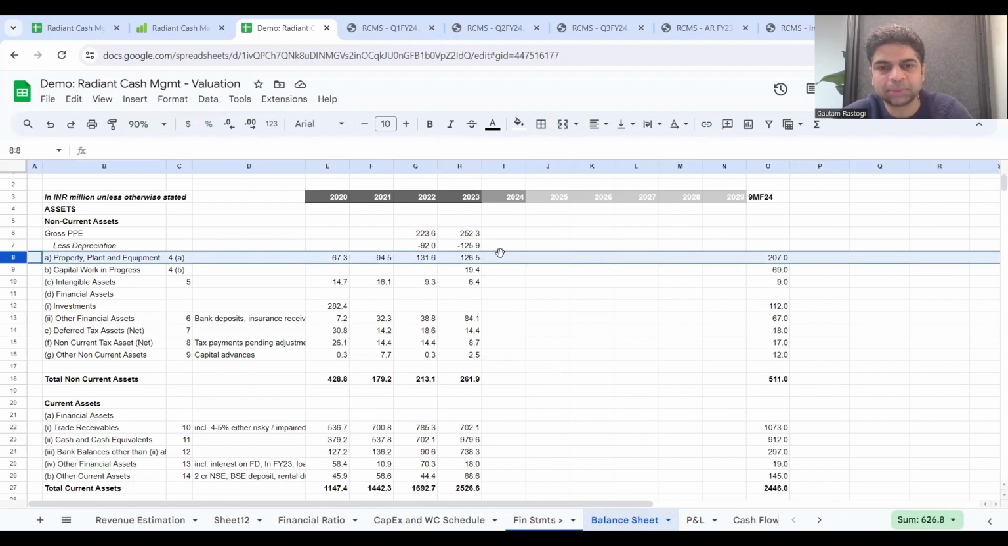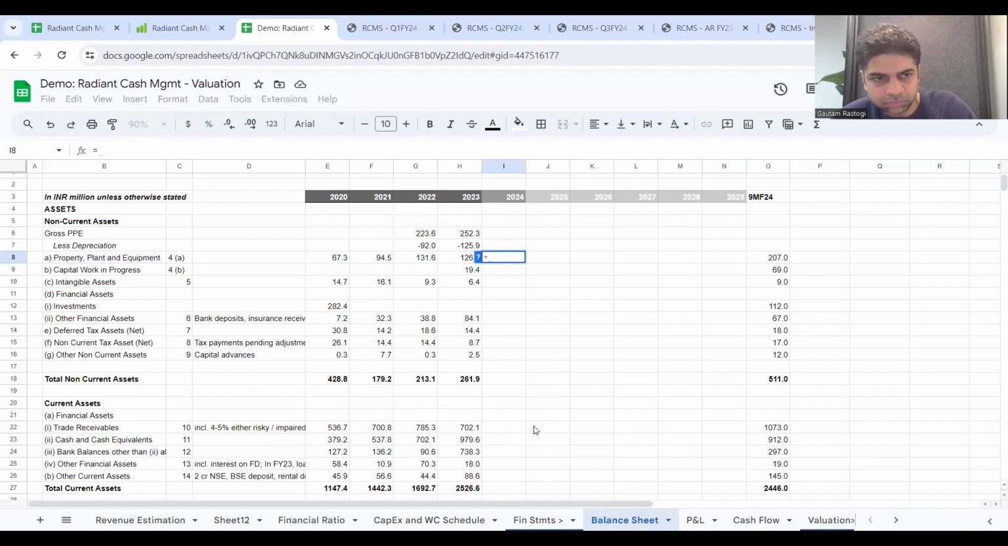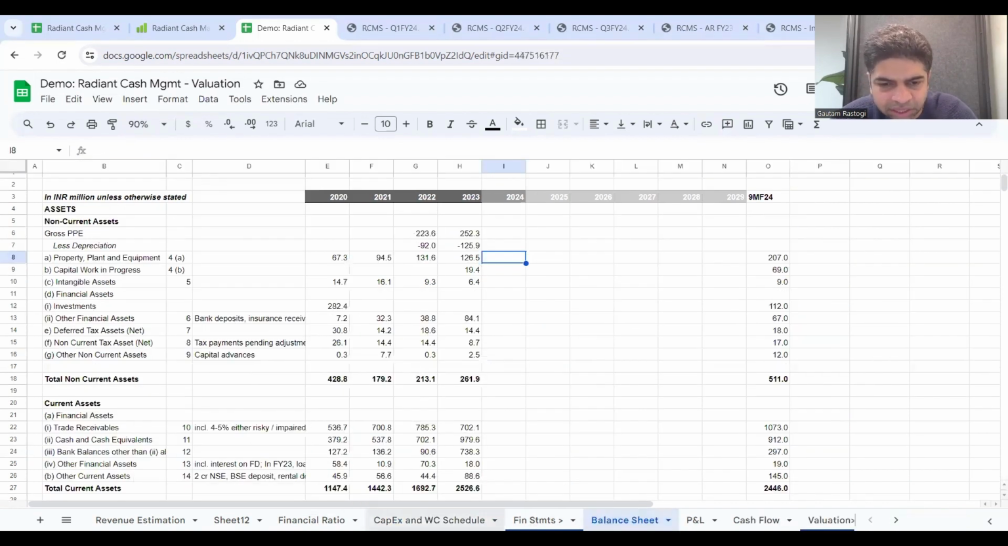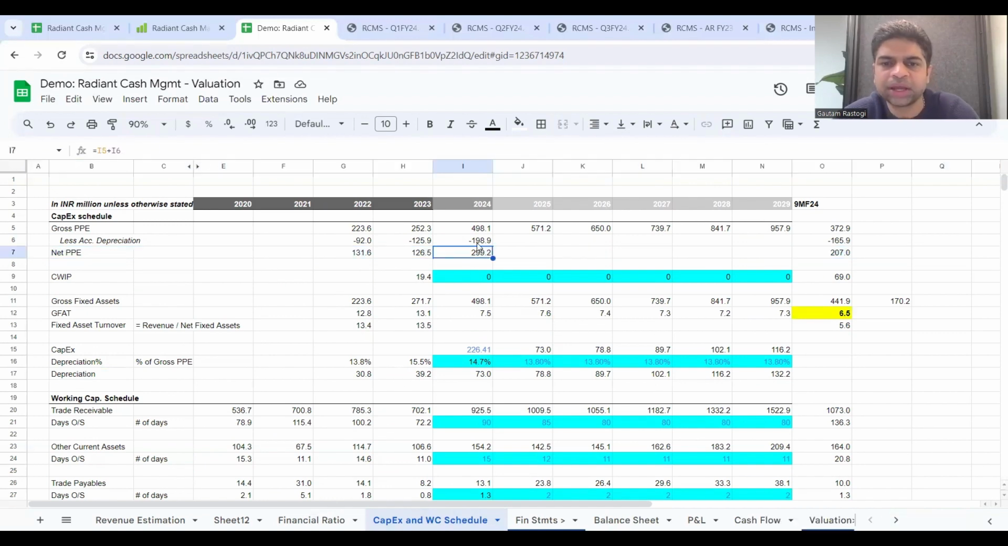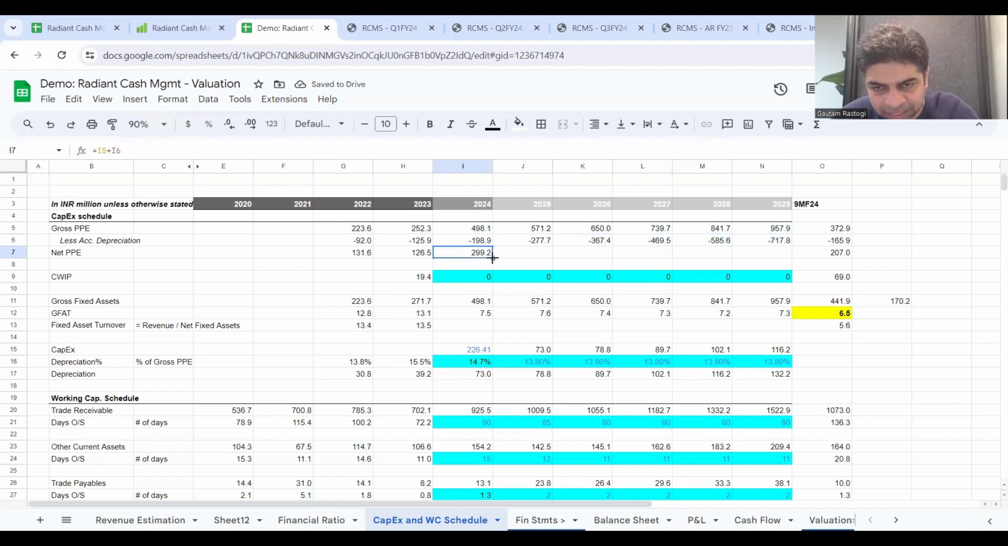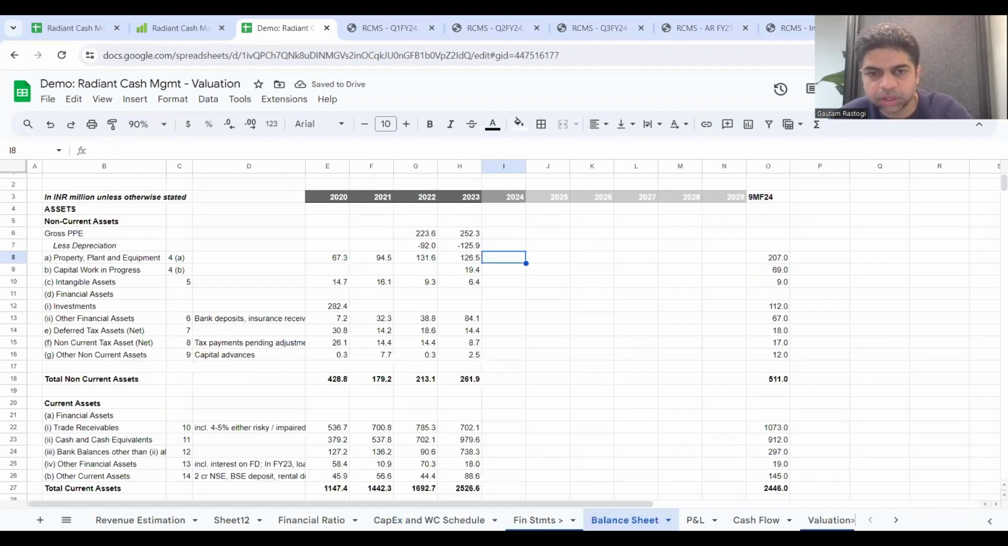मेरे को net PPE से मतलब है ज्यादा, तो let me... यहाँ पे गया, मैंने net PPE, okay, I just realized I didn't model net PPE. All right, okay, that's fine. Let me drag accumulated depreciation, and then let me drag net PPE as well. Okay, now let's go to balance sheet. Okay, so let's pull net PPE.